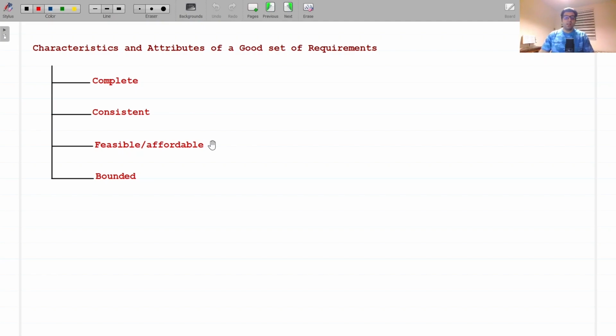Bounded. The set of requirements defines the required scope for the solution to meet the stakeholder needs. Consequently, all necessary requirements must be included, and irrelevant requirements must be excluded.